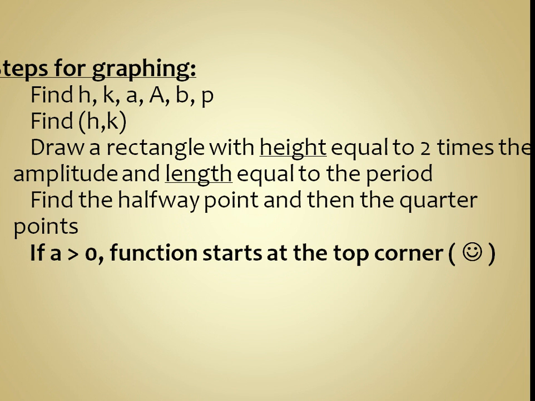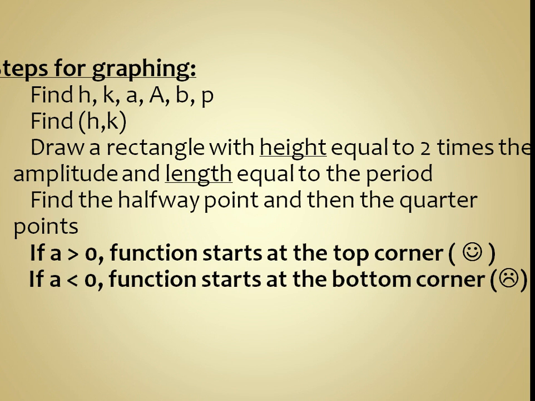Now here's where it's different from the sine function. If your a is greater than 0, your function starts at the top corner, and you are smiling because it's going to be decreasing. And if a is less than 0, your function starts at the bottom corner, and it would have to increase, so therefore it would have to be sad. So it's like a sad face. And then you would draw one cycle in the box.